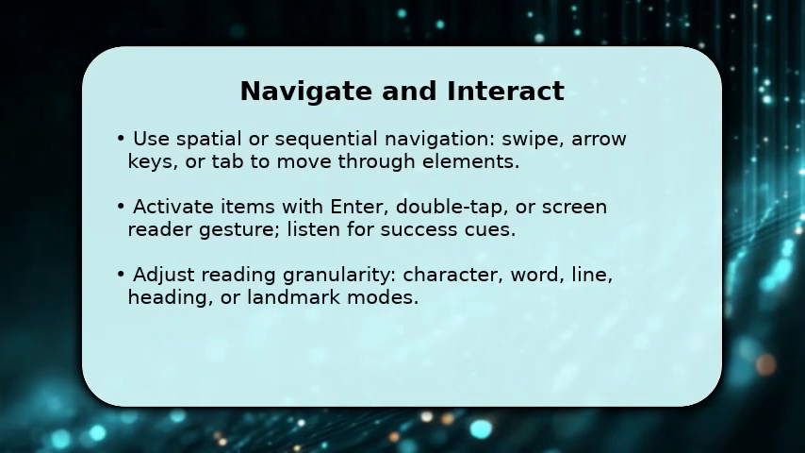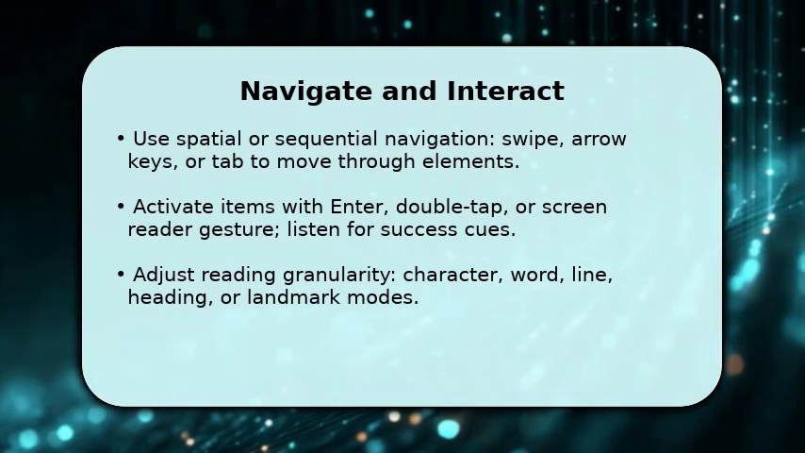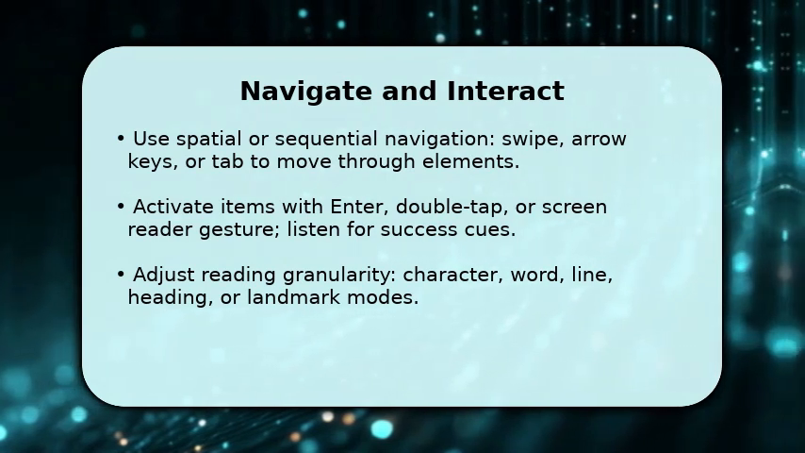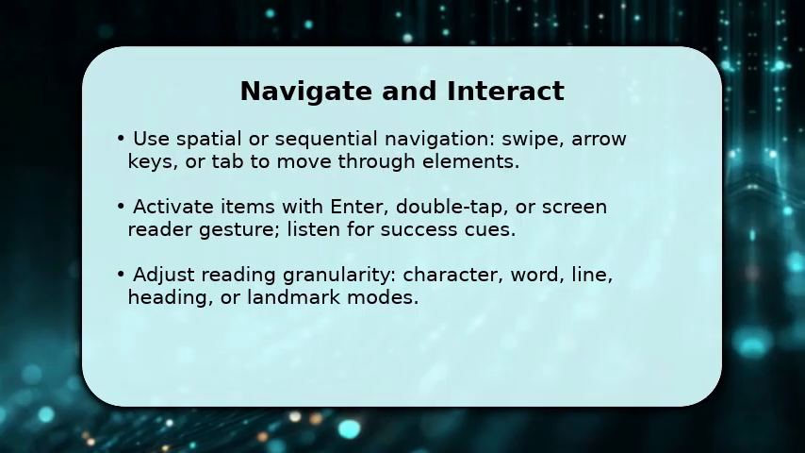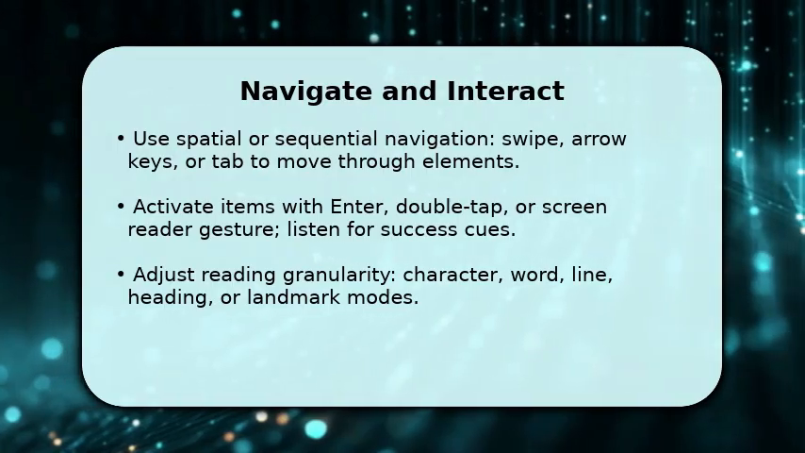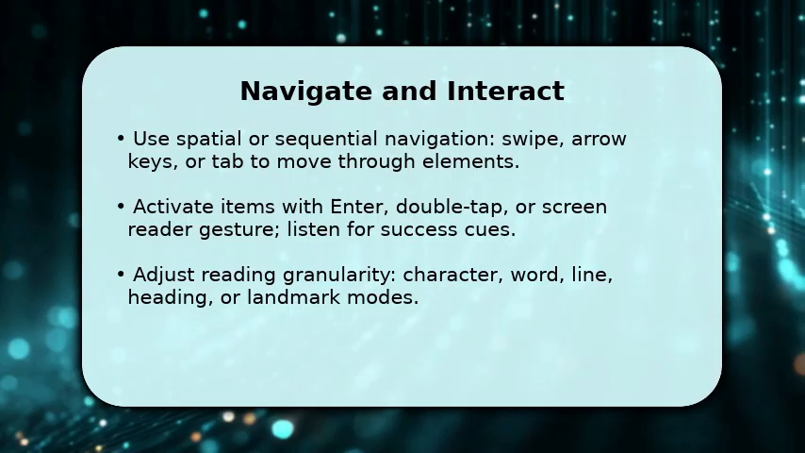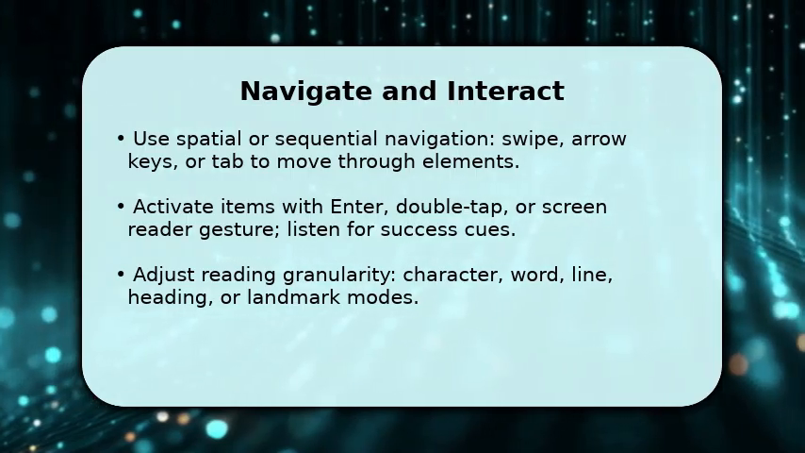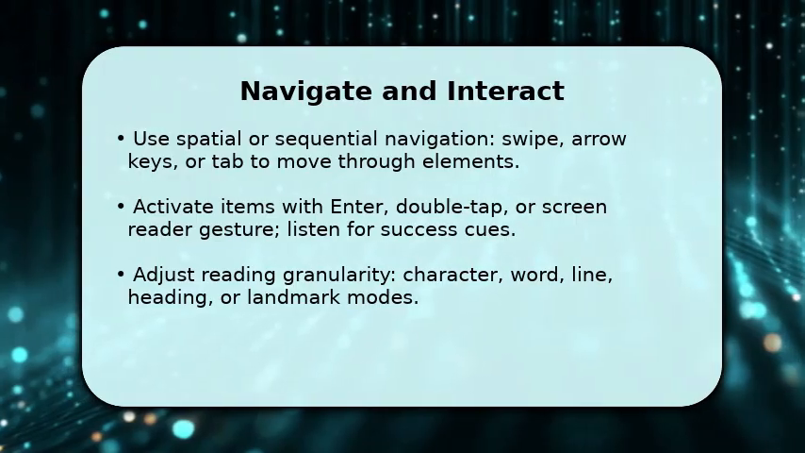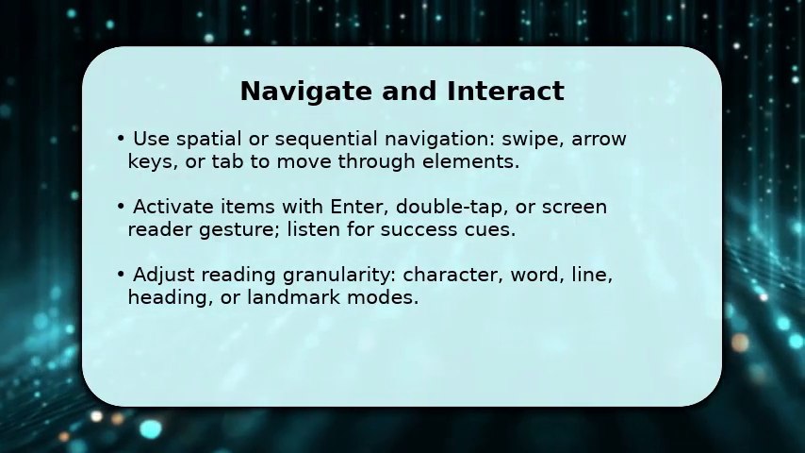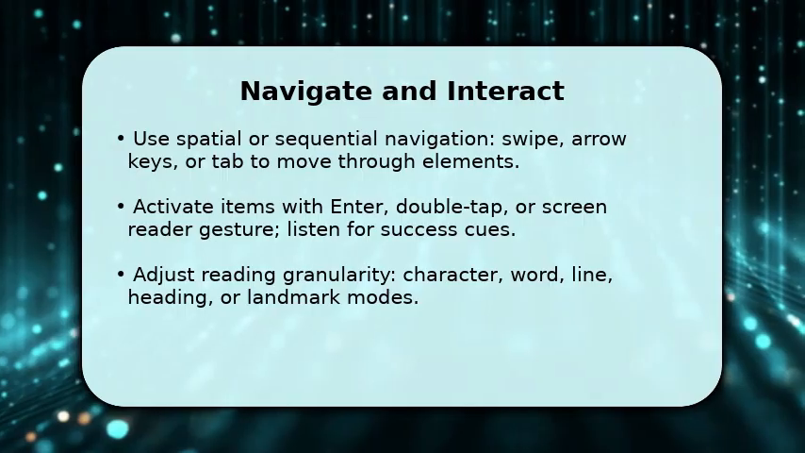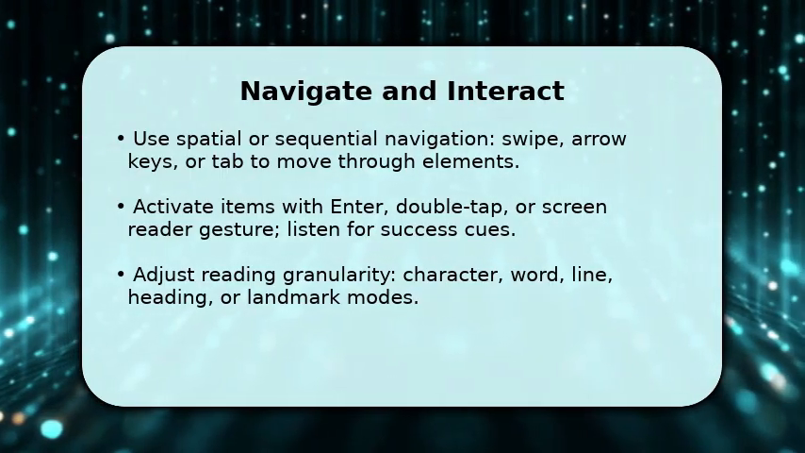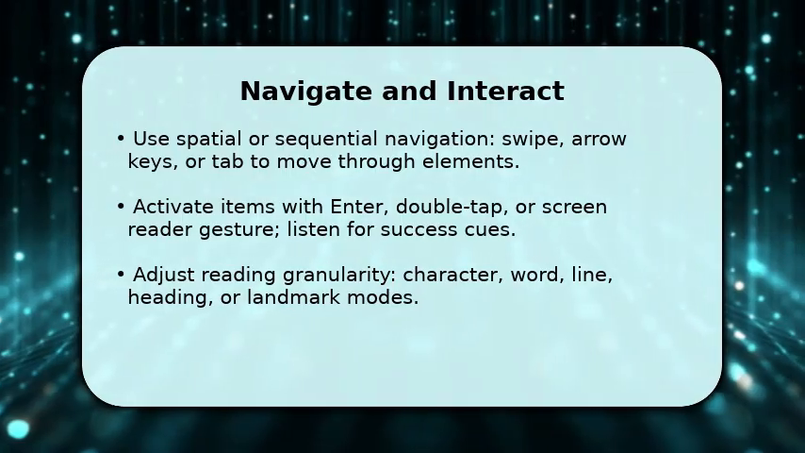Now you'll move through content systematically. Use your preferred navigation, arrow keys, swipe gestures, or tab to jump element to element and change granularity when you need finer detail versus a faster overview. When you reach a control, activate it with Enter or the reader's select gesture. Listen for a confirmation tone or speech feedback. If a control doesn't respond, try moving focus away and back, or switch to a direct click mode to ensure you're interacting with the intended element.